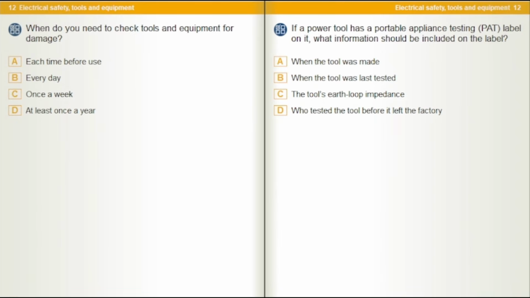If a power tool has a portable appliance testing PAT label on it, what information should be included on the label? When the tool was made. When the tool was last tested. The tool's earth loop impedance. Who tested the tool before it left the factory?